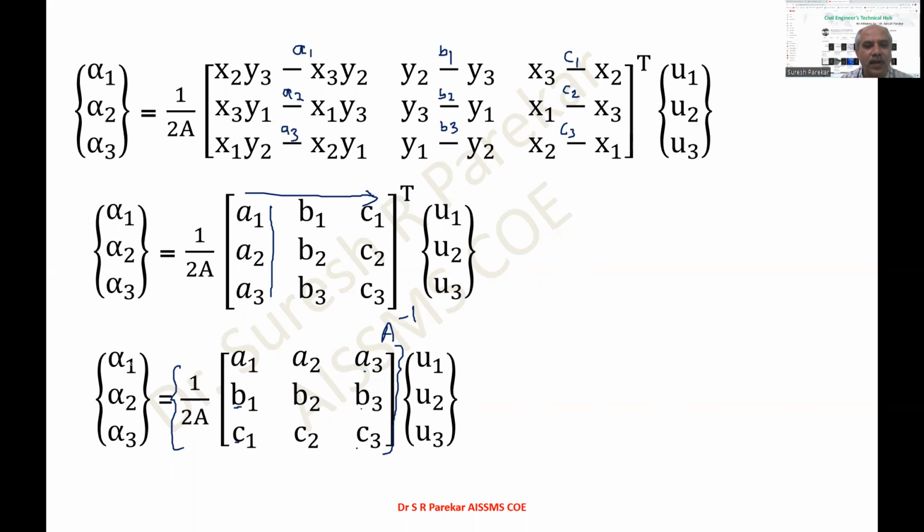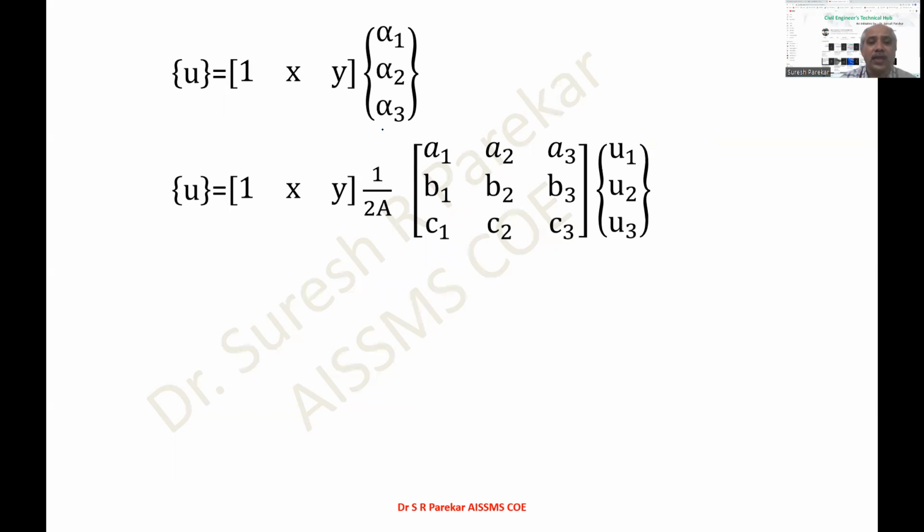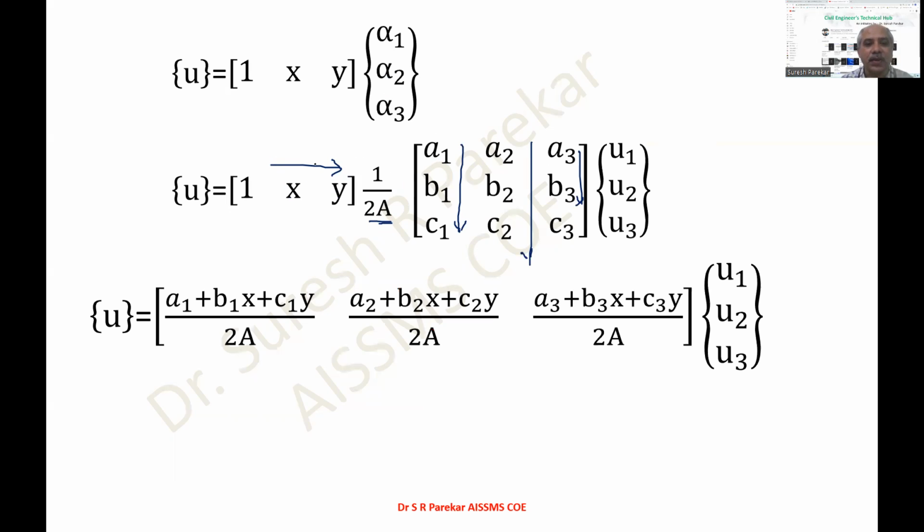Now we will put this value of alpha 1, alpha 2, alpha 3 in the basic equation of u. In this equation, u is 1, x, y times alpha 1, alpha 2, alpha 3. By substituting these values, we will get 1, x, y times 1 upon 2A and all these values. Now we will rearrange. We will multiply this row with this column, then the same row with the next column, and again with the last. And 2A is already the determinant of this. From this I will get 1 into a1 plus b1x plus c1y upon 2A. Similarly, a2 plus b2x plus c2y, and likewise for the third.